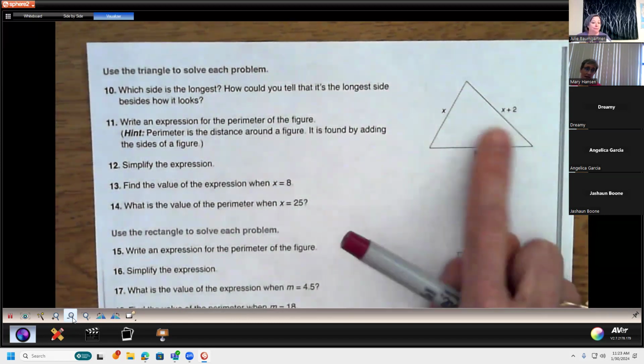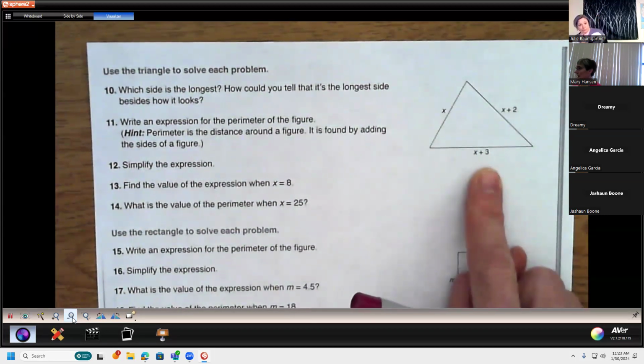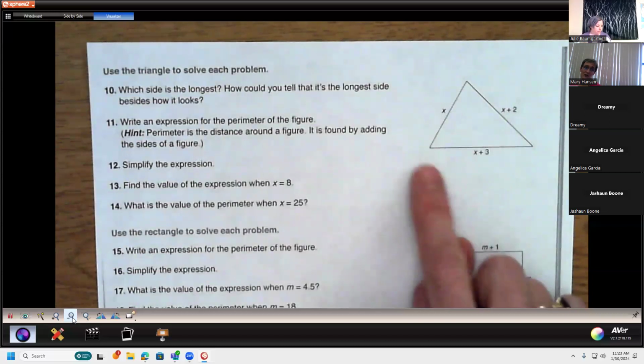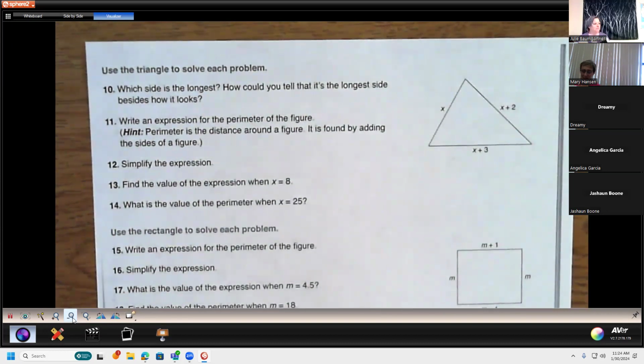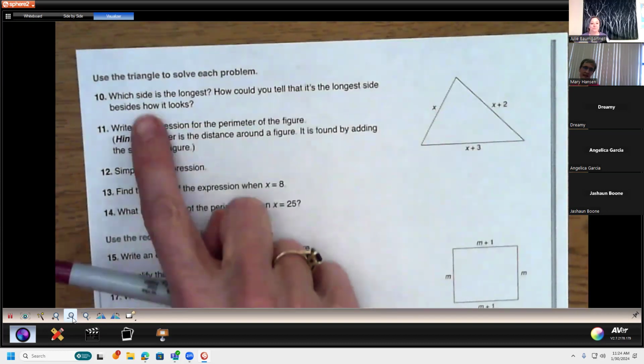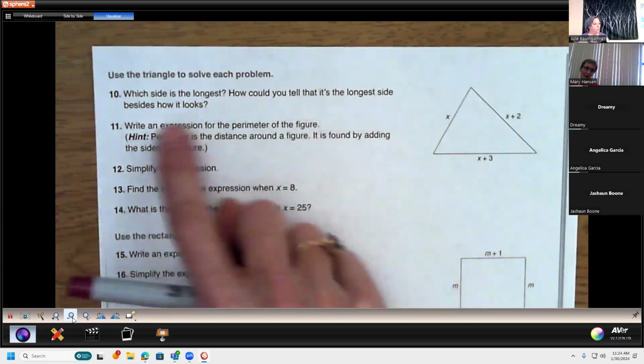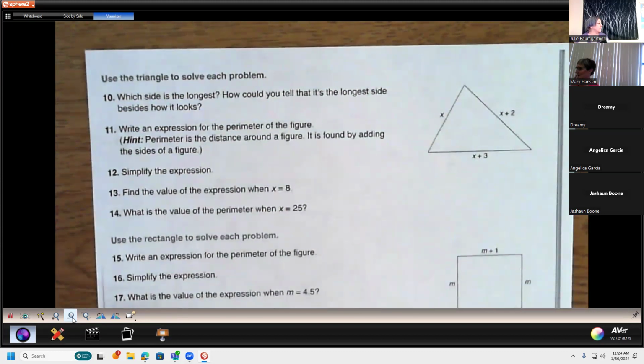Yeah, plus, I think I heard x plus 3 is the longest side. That's correct. And how do you know that? Because it looks longer. Okay, that's a valid answer, except Ten says, how could you tell it's longer besides how it looks?